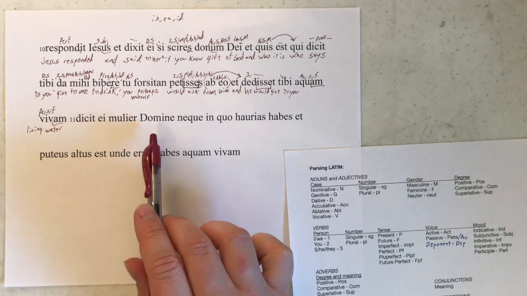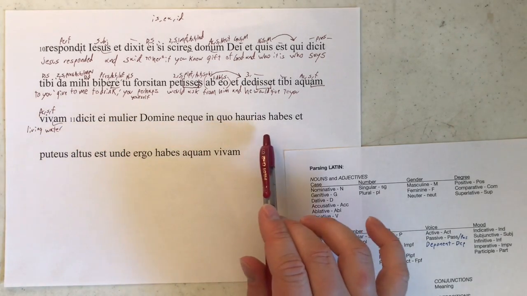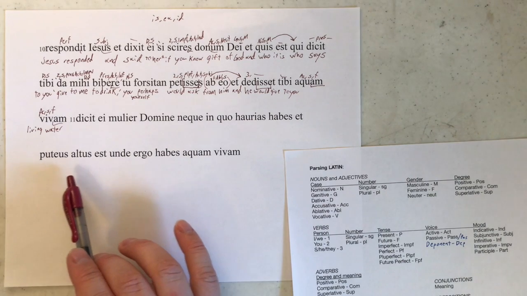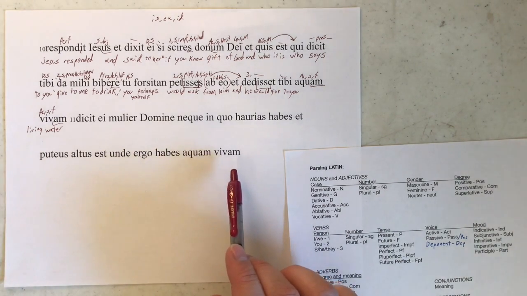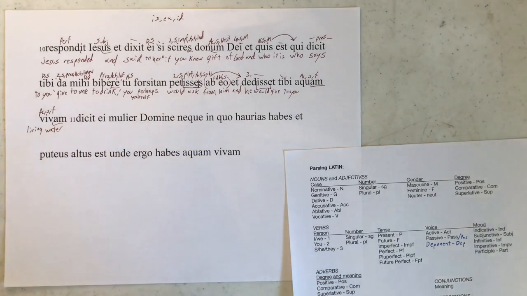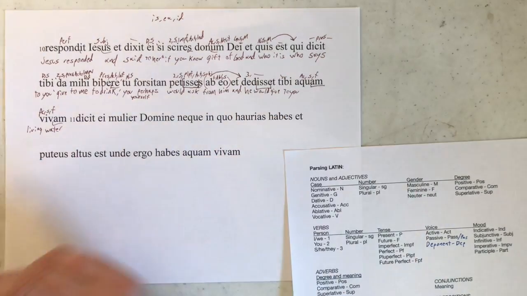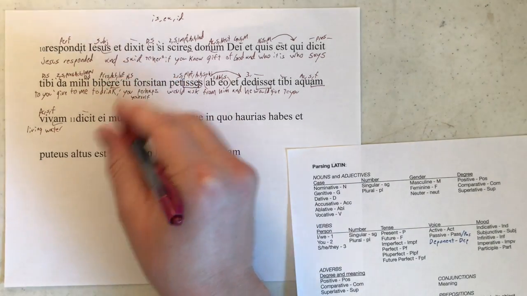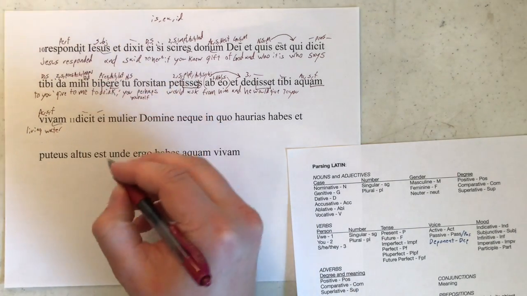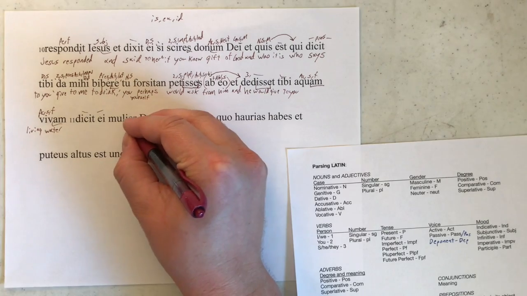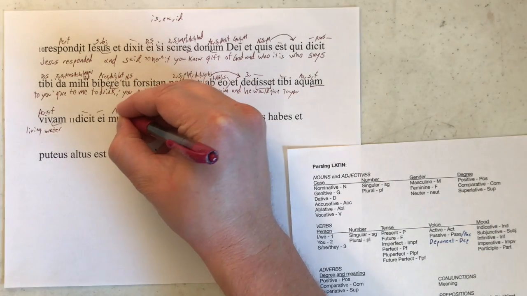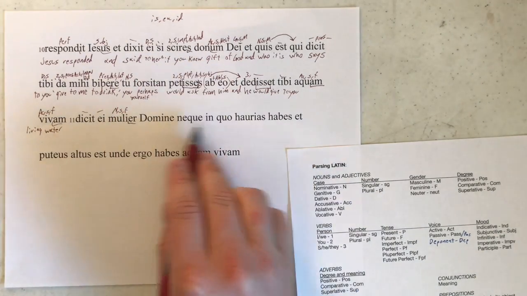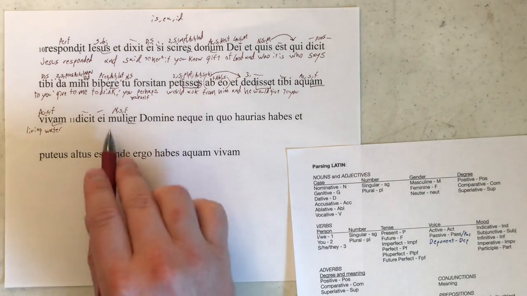Dicit ei mulier, domine neque in quo haurias habes, et puteus altus est, unde ergo habes aquam vivam. There we go. Here we have dicit again, which we already mostly parsed today, so I'm going to skip that one. Ei is going to be the same thing as that one, so it's dative singular. Mulier, we have an ER right there, which is a common nominative singular for the third declension, though this is going to be feminine. No other words to modify mulier.